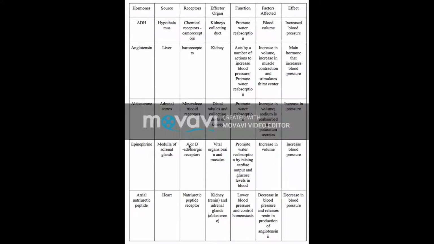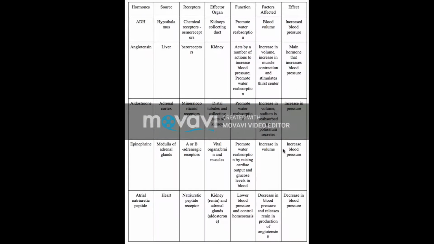Another hormone which also increases blood pressure is epinephrine, called adrenaline, a hormone secreted mainly by the medulla of the adrenal glands, and that functions primarily to increase cardiac output and to raise glucose levels and blood pressure. ADH, angiotensin, aldosterone, and epinephrine are what increase blood pressure.